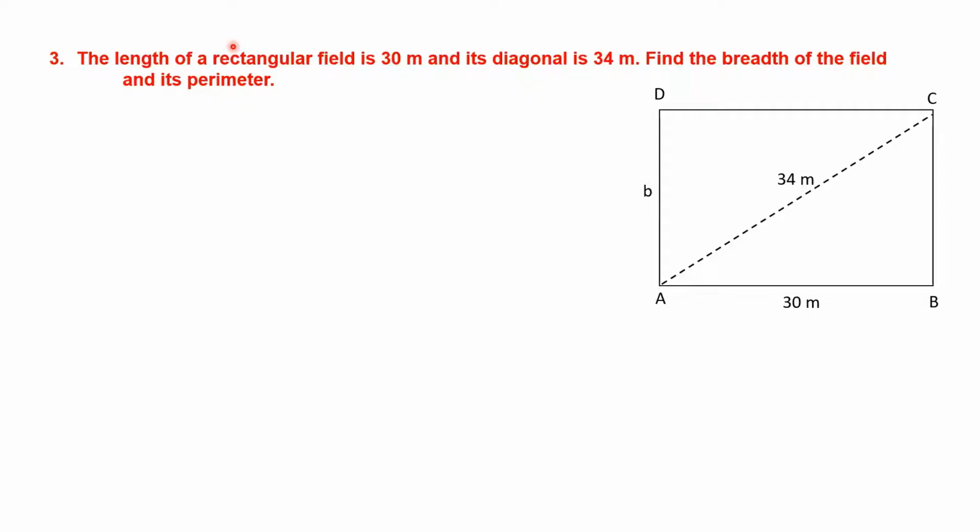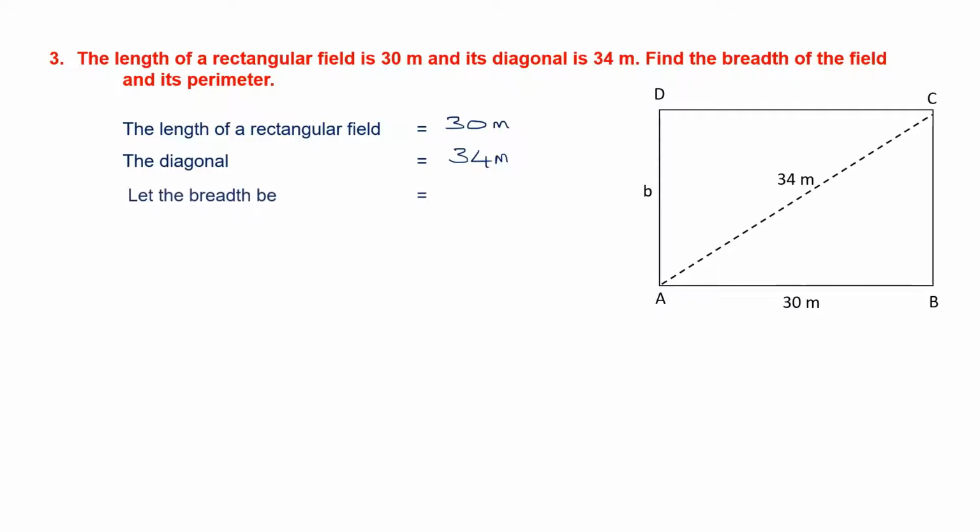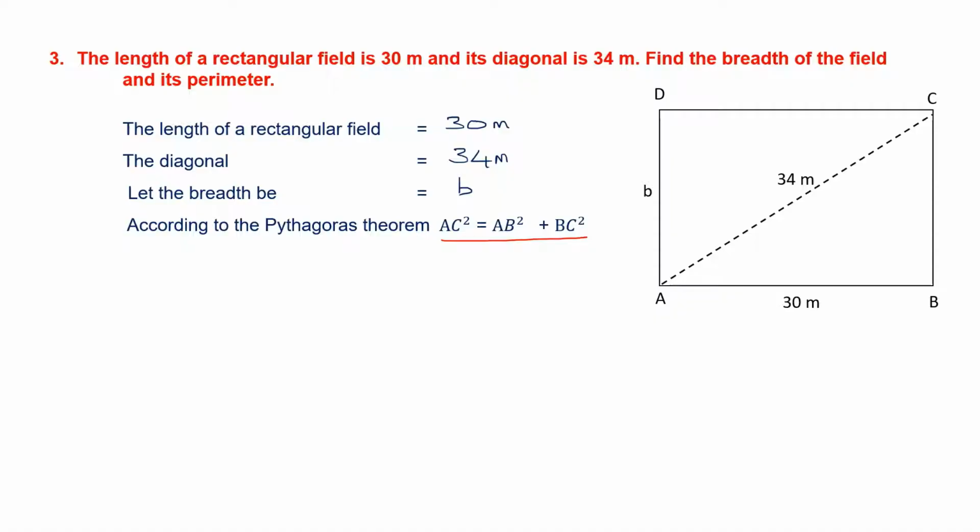Now let's continue. The length of the rectangular field given to us is 30 meters. We are writing what is given to us first. The diagonal given to us is 34 meters. Now, one important property before we write this, breadth is B. According to the Pythagoras theorem, now this is very important, I want you to remember this theorem to use it to find the breadth, especially when the diagonal is given to us. So according to this theorem, AC square is equal to AB square plus BC square.